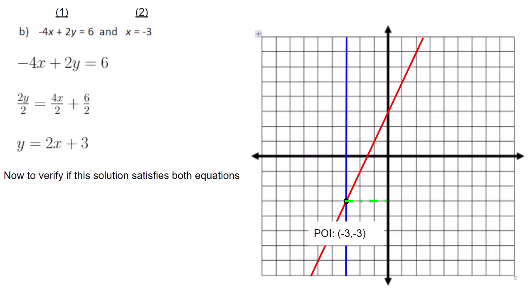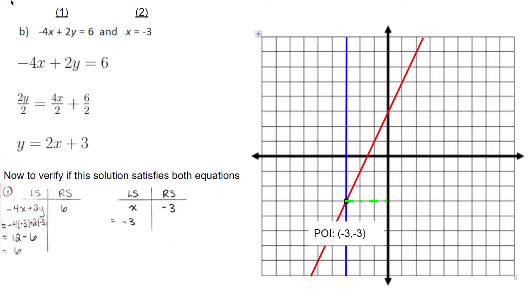And now again we want to check if this point is actually satisfying both equations. So we start. On the left hand side we have negative 4x plus 2y equals 6. So on the right hand side we'll have 6. And we can replace negative 3 into both, and then we'll end up with 12 minus 6 equals 6. And since 6 equals 6, then this satisfies this first equation.